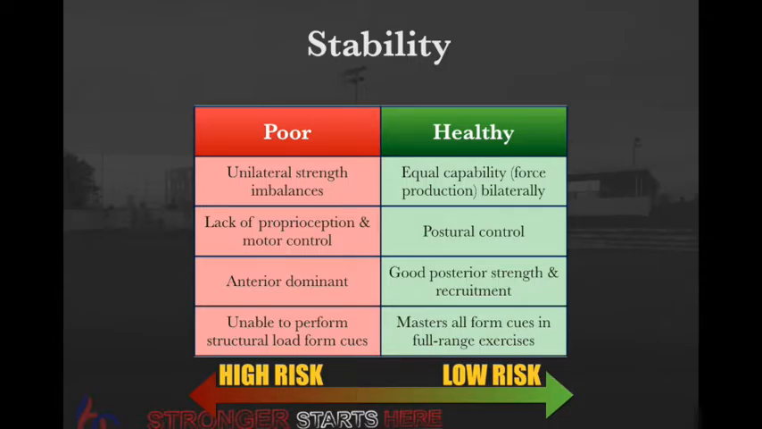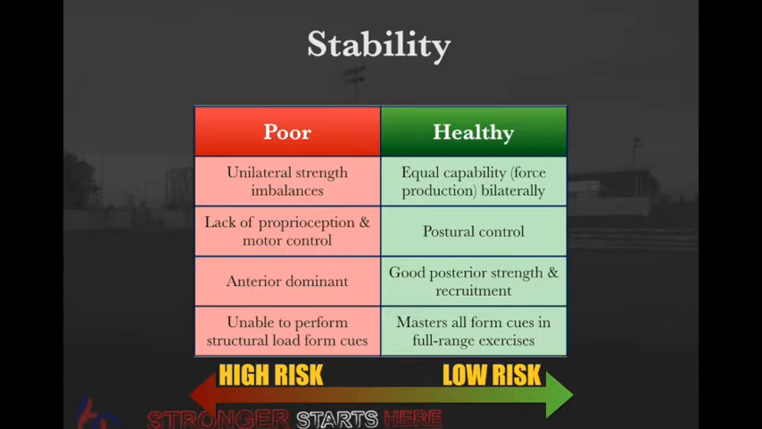And lastly, people that are unable to perform structural load form cues. So people who have very, very high levels of difficulty performing things like a squat or a deadlift or an overhead squat. Those people are definitely not just lacking mobility sometimes, but they're also lacking stability as well. It's not that they don't have the range of motion, but if they were to execute a full depth squat or a full depth lunge, they would fall over due to a lack of stability.